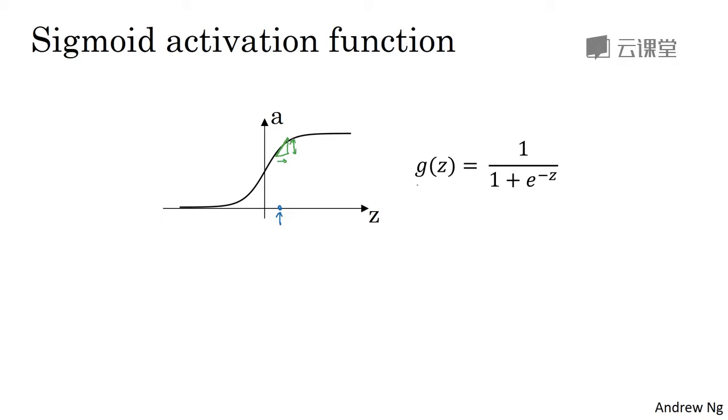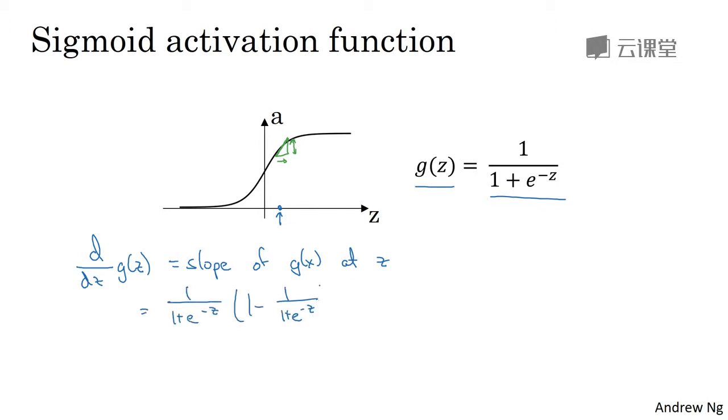So if g of z is the sigmoid function, then the slope of the function is d dz g of z. And we know from calculus that this is the slope of g of z at z. If you are familiar with calculus and know how to take derivatives, it is possible to show that the derivative of the sigmoid function is equal to this formula. Again, I'm not going to do the calculus steps, but if you're familiar with calculus, feel free to pause the video and try to prove this yourself. So this is equal to just g of z times 1 minus g of z.